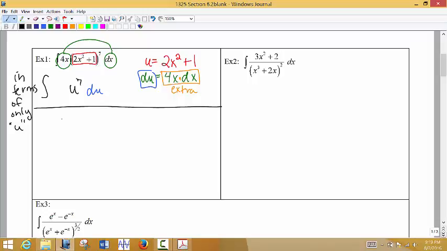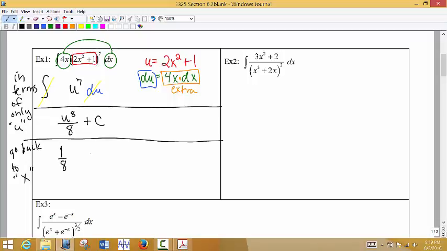So I'm going to add 1 to the power, and then divide by the new power. And remember that once we integrate, the du and the integration symbol go away. But we don't want to forget our constant of integration. The last thing we do once we integrate u is we go back to x. We're going to let u go back to what u represents in terms of x.